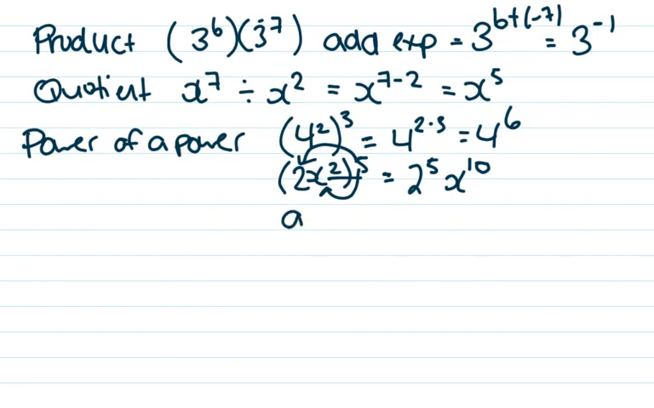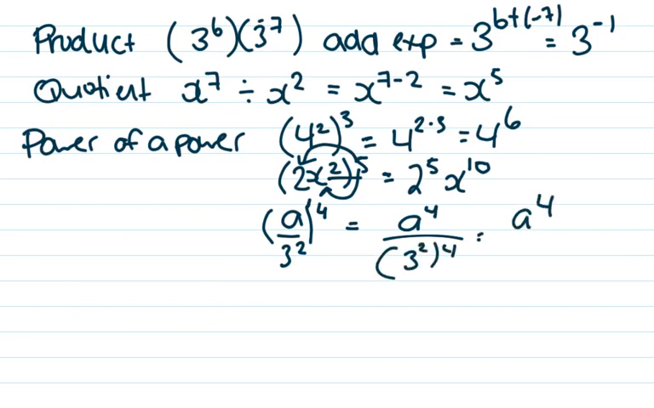And similarly, I have a over 3 squared all to the power of 4. Now the a is to the power of 4 and the 3 squared is to the power of 4. So that's a to the power of 4 over 3 to the power of 8.